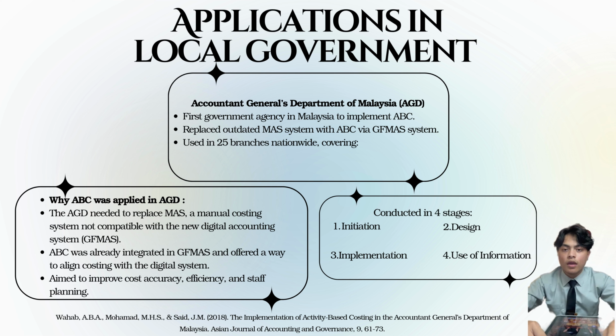Second, design, which involves identifying hundreds of activities and cost drivers. Third, implementation, where early system bugs required fixes. And lastly, use of ABC information, such as comparing costs.